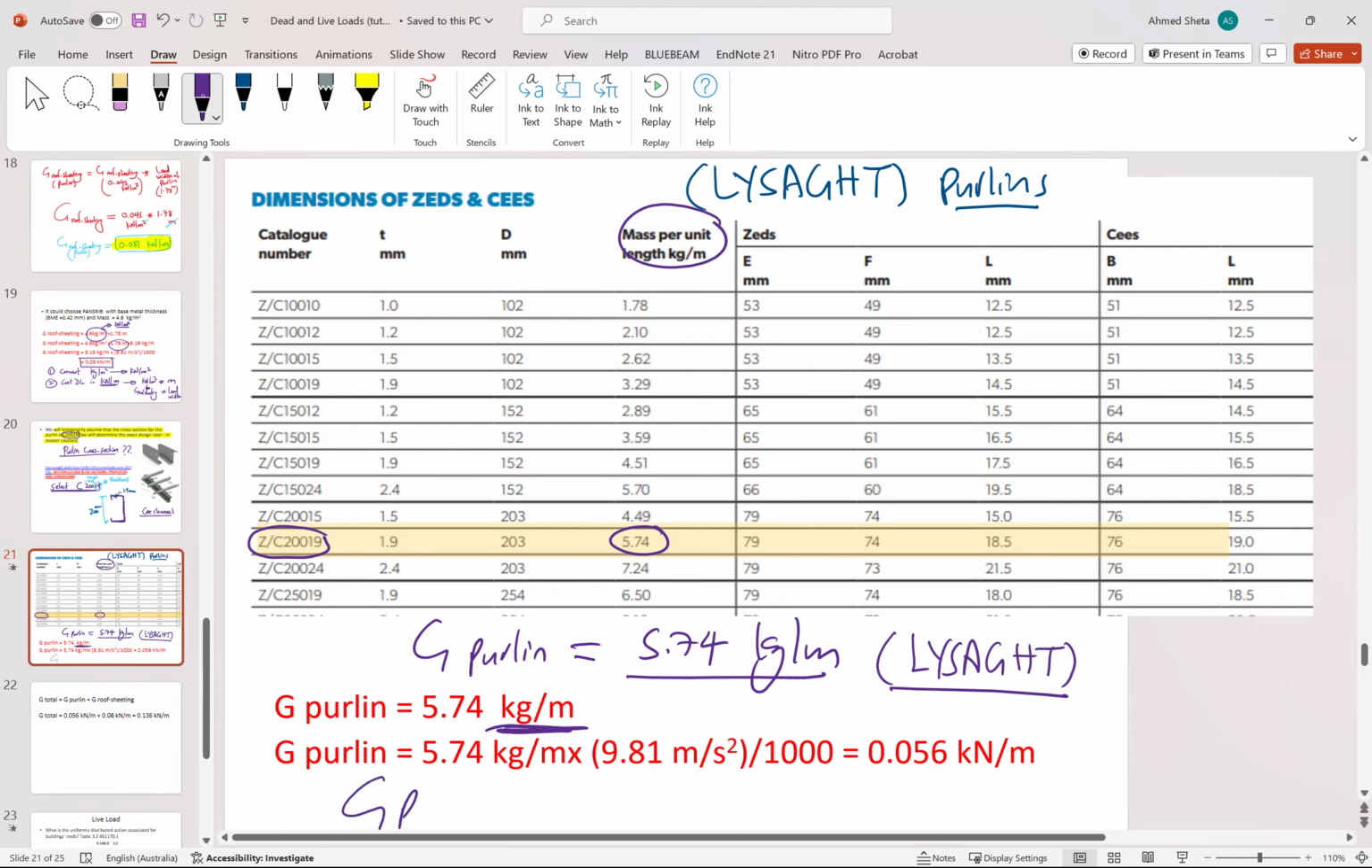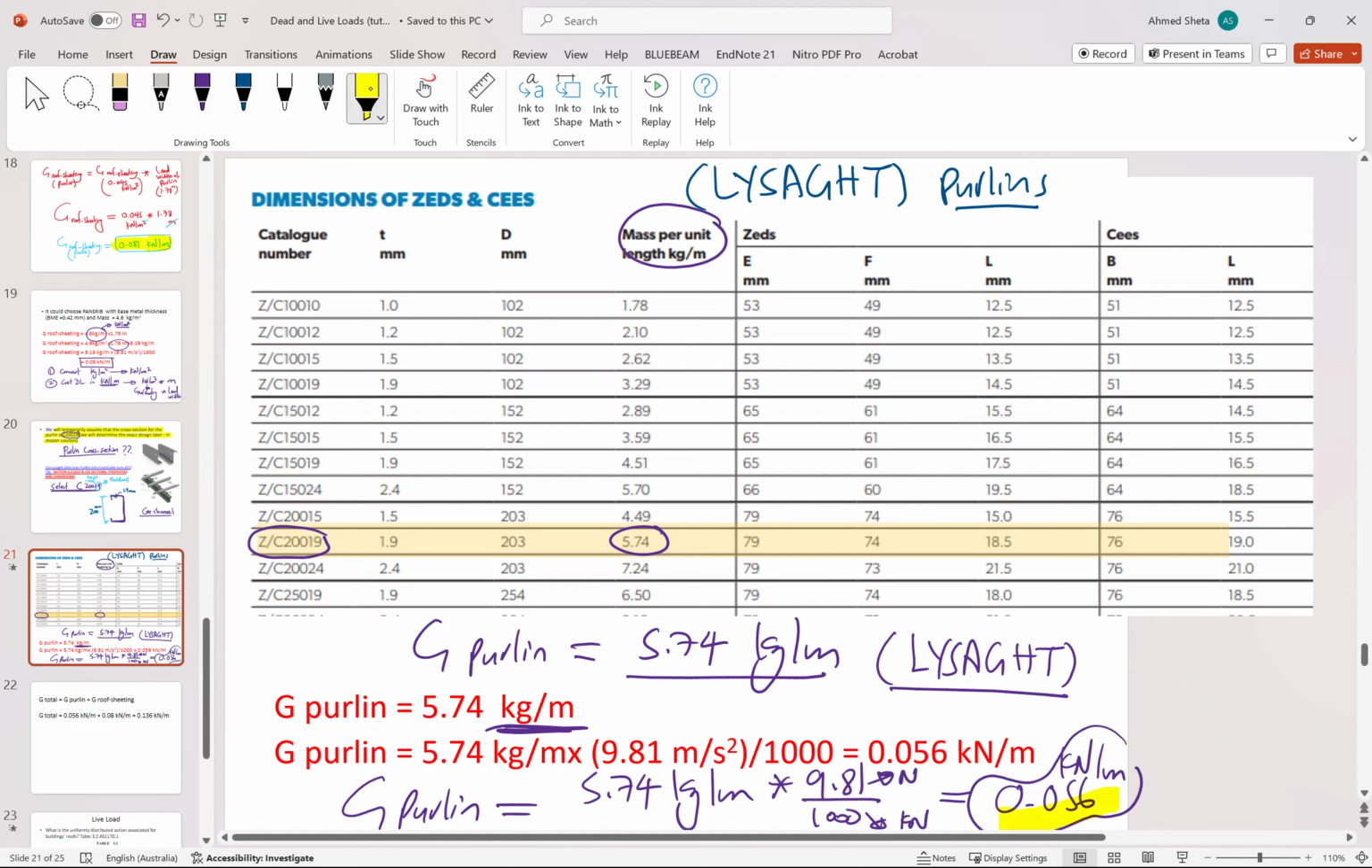How to convert kilogram per meter to kilonewton per meter? So 5.74 kilogram per meter times 9.81 over 1,000. This converts to newton, this converts to kilonewton. So the final load is 0.056 kilonewton per meter. So this is the final load on the Purlin. So this is the self weight of the Purlin, or G Purlin. Okay. So we have the self weight of the Purlin.